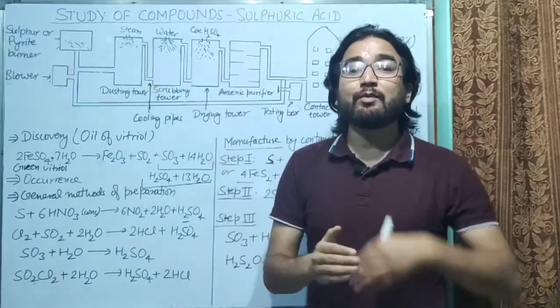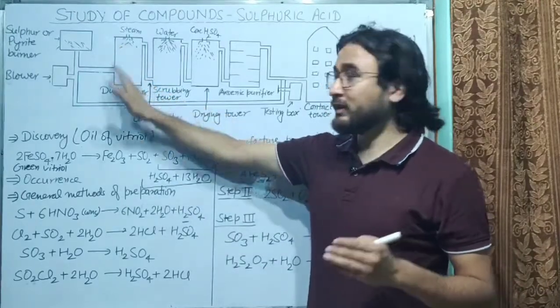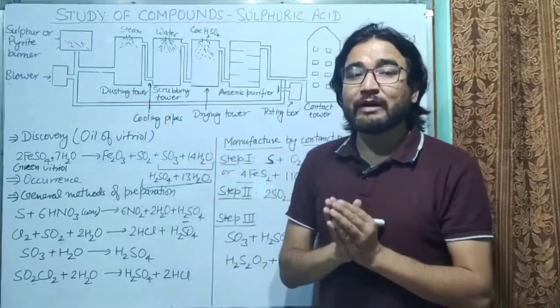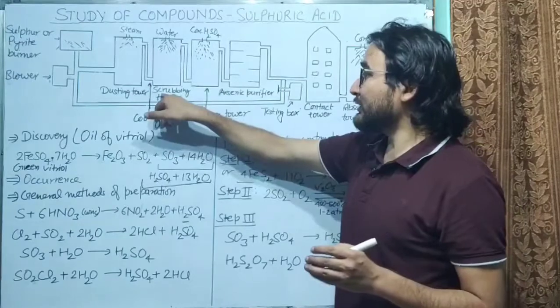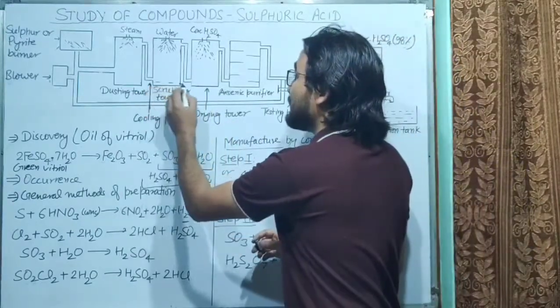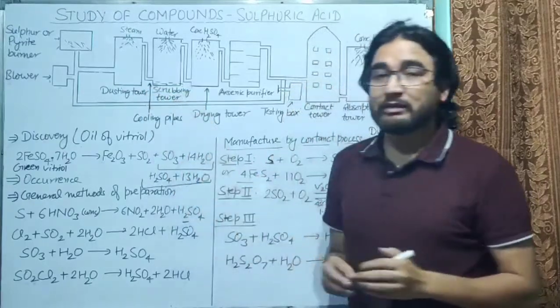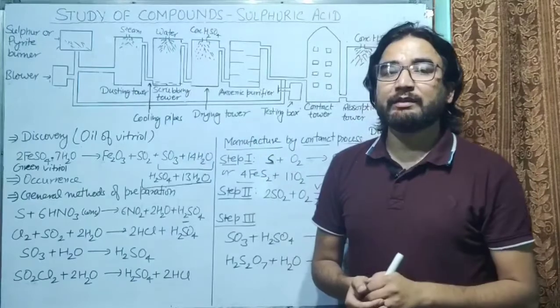So there may be some more impurity particles which are not removed in the dusting tower. These particles are removed by spraying water in the scrubbing tower. When the water is sprayed from the top, the remaining impurity particles will settle down in the scrubbing tower.